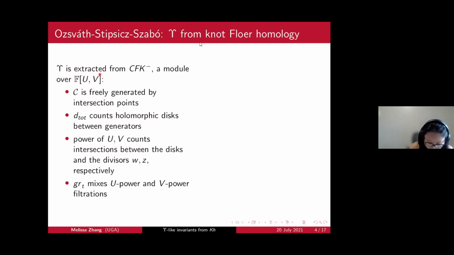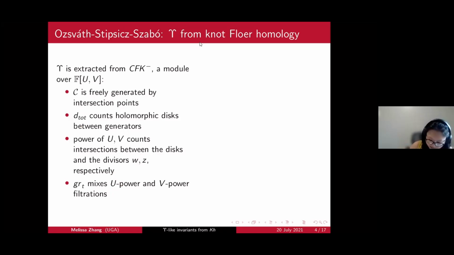And the reason why we have these two variables is that we have these two base points or divisors. So whenever your disk passes over, let's say W, you put a U coefficient in front. And then if it passes over twice, you put a U squared, and so on. So you end up having this filtration of the differentials by how many times they go over the base points or intersect with the divisors.